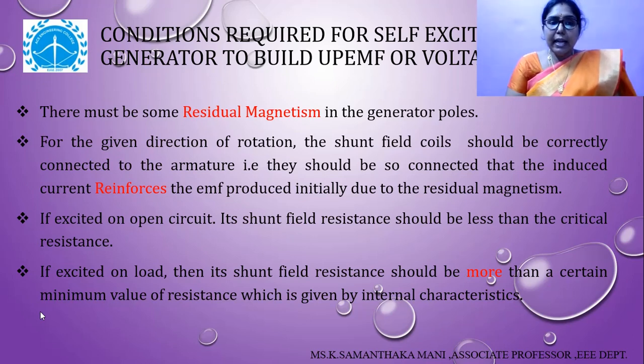If excited and on open circuit, the shunt field resistance should be less than the critical resistance. We discussed the critical resistance in this presentation, so its value should be less than the critical field resistance. And if excited and on load, the shunt field resistance must be more than a certain minimum value of resistance, which is given by the internal characteristic curve.